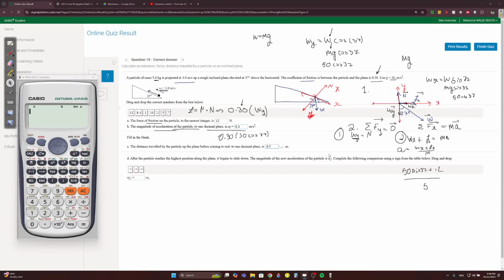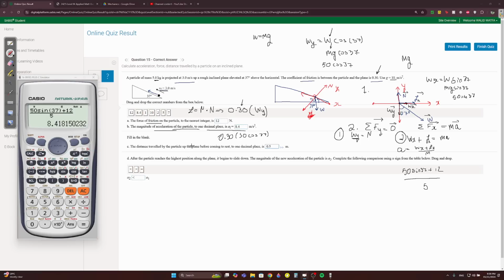Again, I have to go get something. But you do this, as I mentioned: Wx plus Fk, which we found is 12, divided by the mass of the object, which is 5. On the calculator, plus 12 over 5, 8.4.